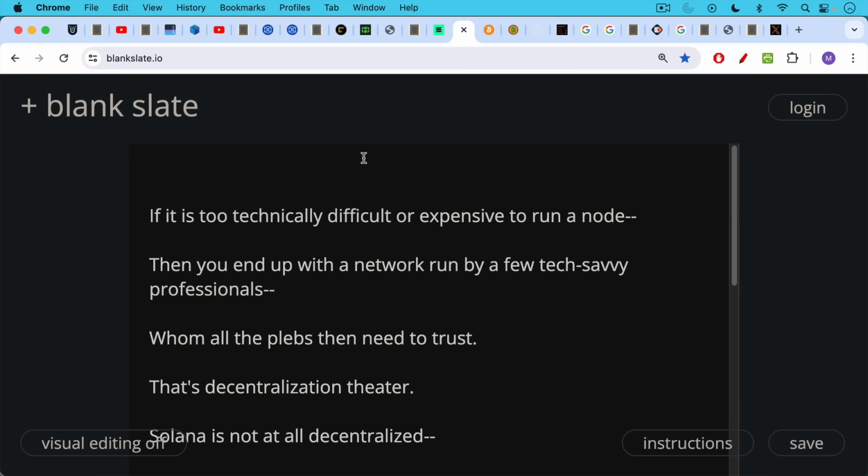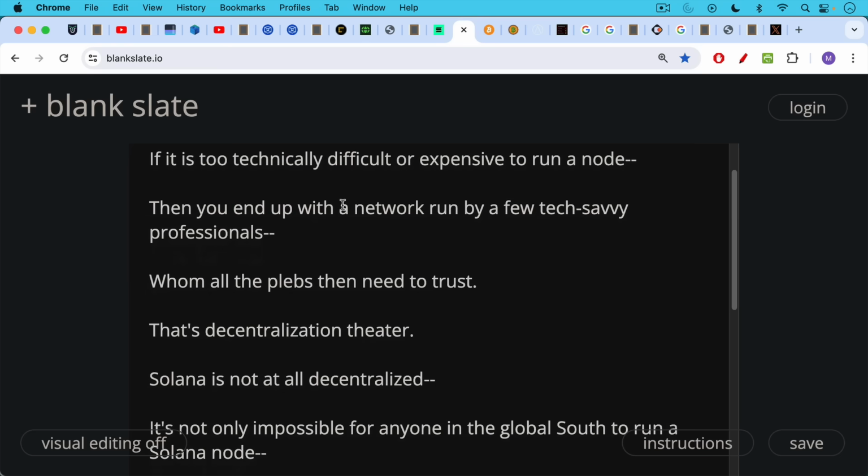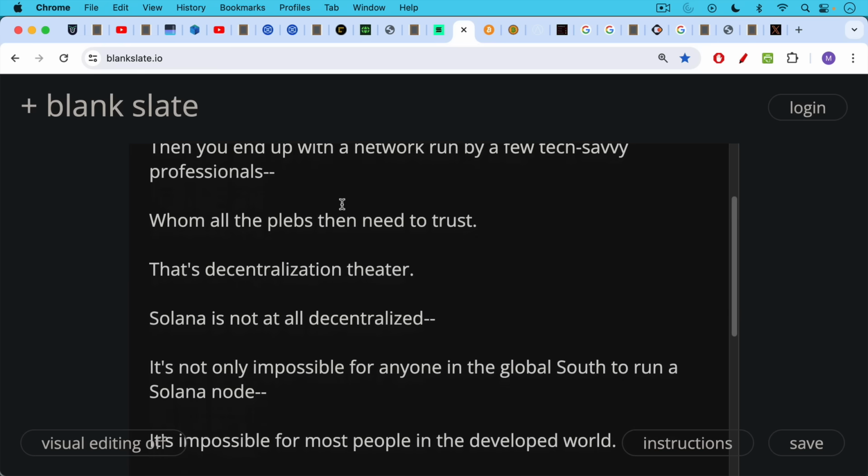And if it is too technically difficult or expensive to run a node, then you end up with a network run by a few tech-savvy professionals, and they probably all know each other as well, a lot of them in Silicon Valley. And then all the plebs just need to trust these tech-savvy professionals. That's decentralization theater. That's not true decentralization. Solana is not at all decentralized.